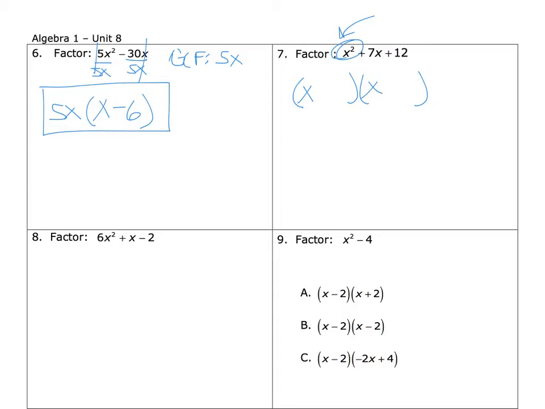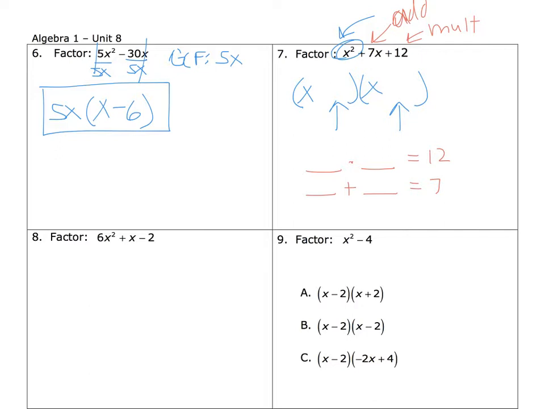Now the name of the game here is just to find those other numbers that go in these remaining spots. Now to do this, remember, they have to multiply to the end number, in this case positive 12. The same two numbers have to add up to positive 7. So what times another number is going to give me 12, but those same two numbers when I add them give me 7?